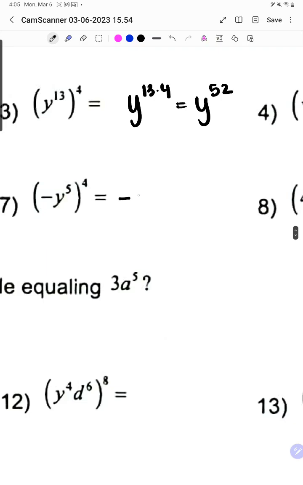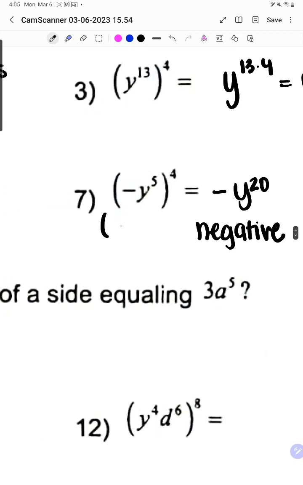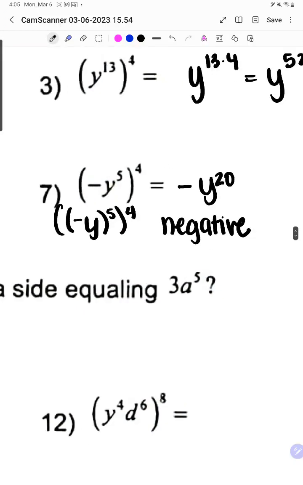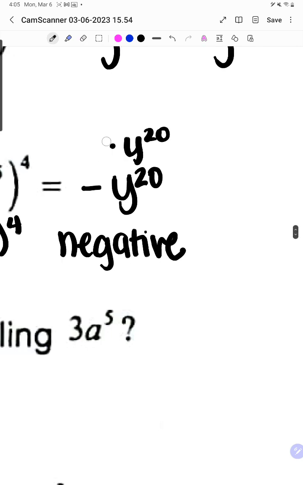Okay, so you have negative y to the 20th. Now, this one actually is going to be negative, and the reason why is because if it was going to be positive, it would have to be written like this. But because this y is not within parentheses, this is actually negative 1 times y to the 20th. And when that happens, your answer will always be negative.